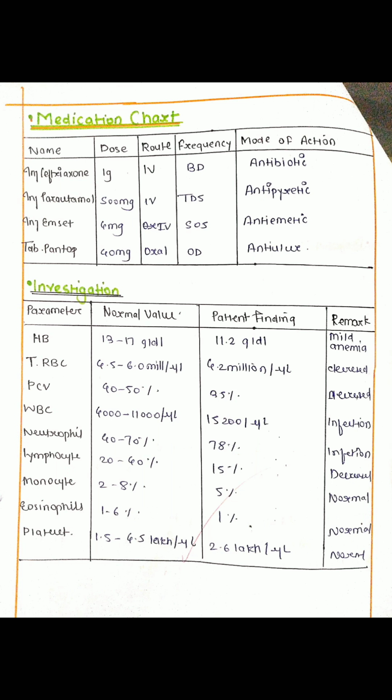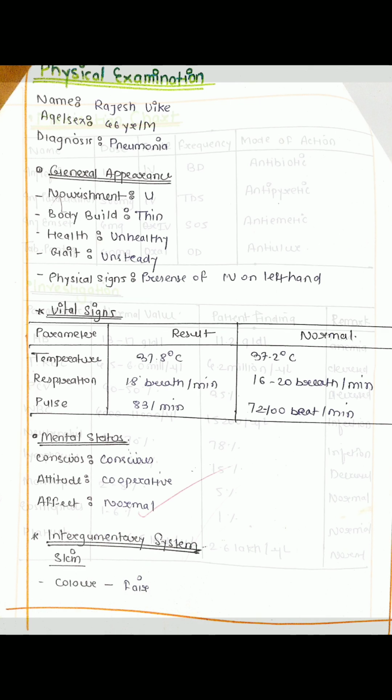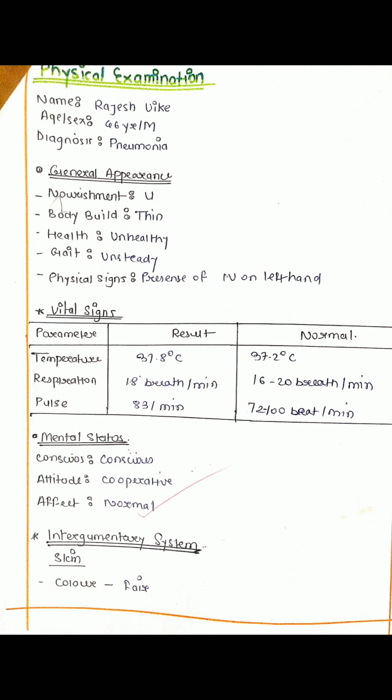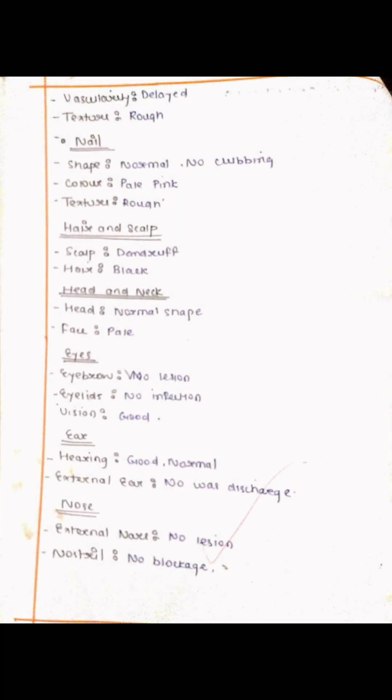Then comes investigation, where we first write the parameter, the normal value, the patient finding, and whether it is increased or decreased. Then comes physical examination, which contains general appearance, vital signs, mental status, which you can see, and then it starts with the integumentary system. I'm not explaining it in detail. If you want, I can make another video for that. So in common, skin: vascularity, texture, color. Then nails: shape, color, texture. Then hair and scalp: having dandruff, or the color of the hair.